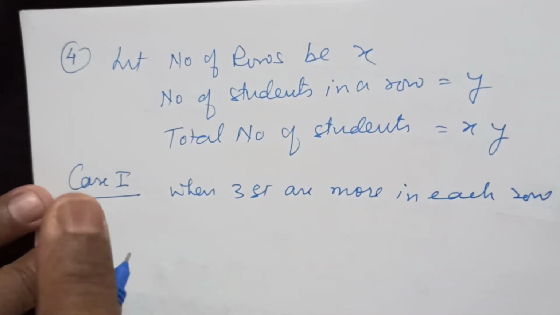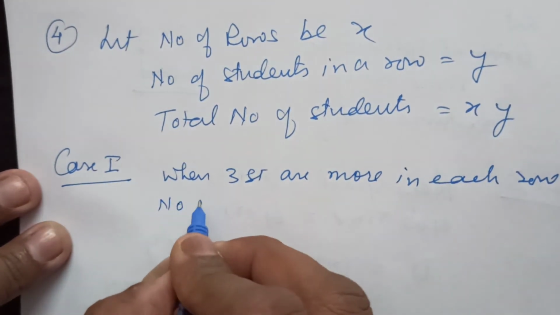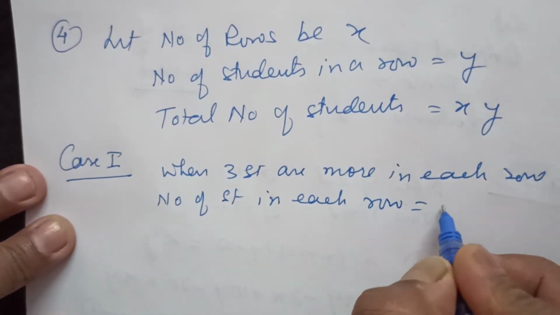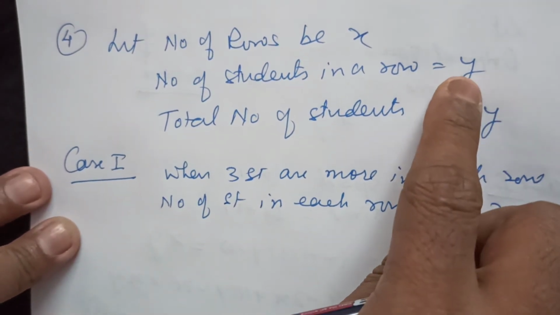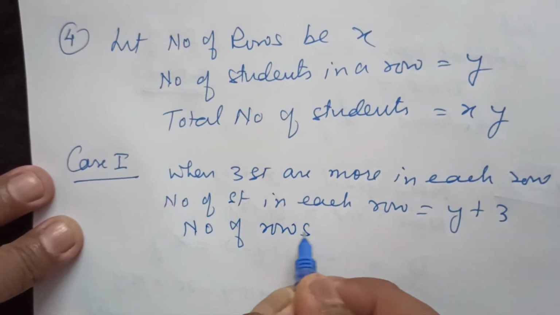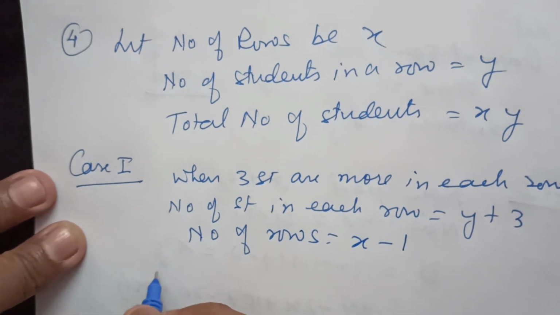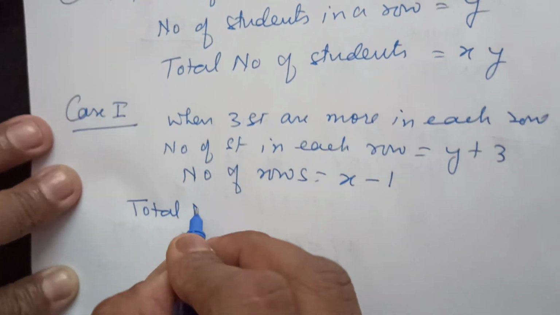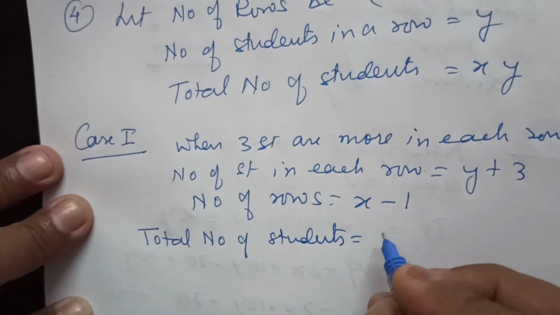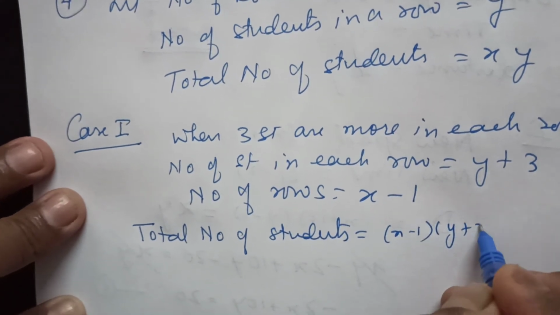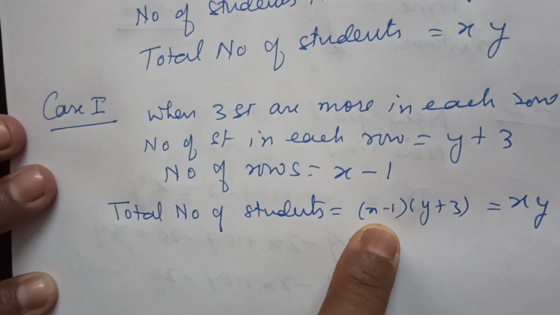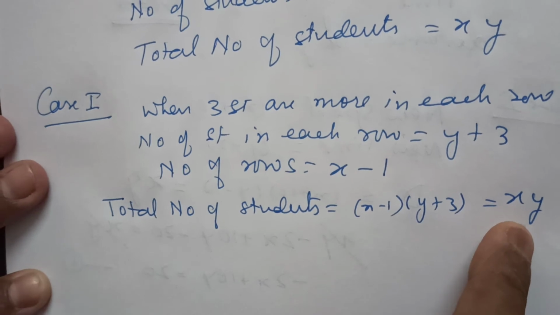So if 3 students are more in each row, what will happen? Number of students in each row becomes y plus 3, because there were y students, now y plus 3, and number of rows as per the question becomes x minus 1. So total number of students, which we have seen, is (x minus 1) into (y plus 3), which is equal to the original number x into y.